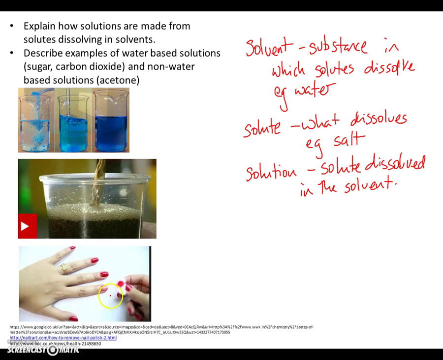One you might have done in lesson as well: not all solvents are water-based, some are non-water-based. Acetone, or nail varnish remover, is a good solvent for oily substances like nail varnish. The nail varnish won't dissolve in water, but it will dissolve in acetone, which is a different kind of solvent.